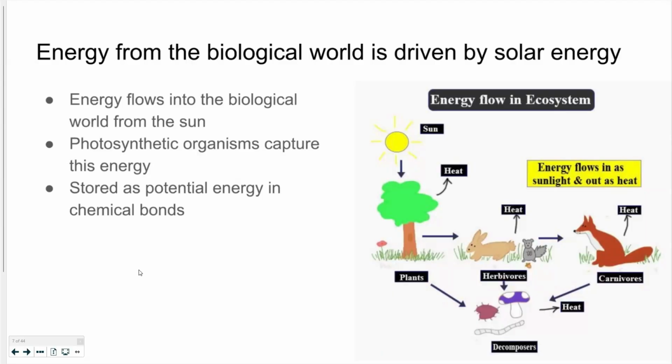So energy from the biological world is driven by the sun. We know, because we've lived on this planet for our whole lives, that solar energy is going to power photosynthesis, which we'll talk more about later in this unit. That's going to provide energy for things that have to eat. Organisms that can do photosynthesis, we're going to call autotrophs, because auto, self, troph, to eat, they can feed themselves.